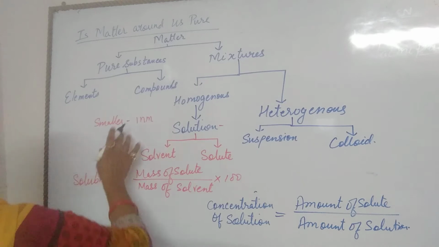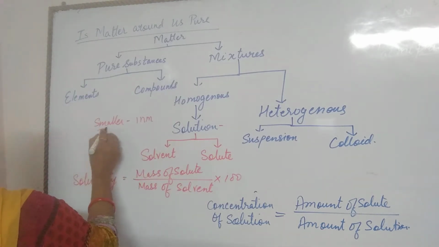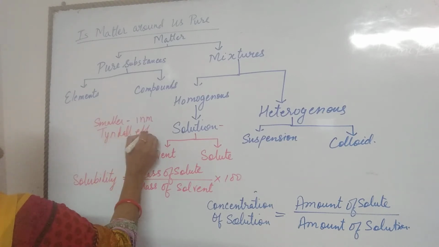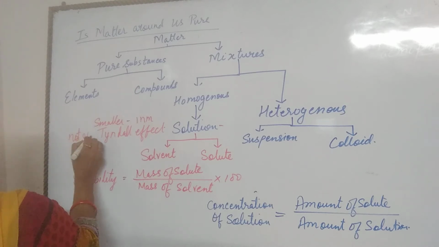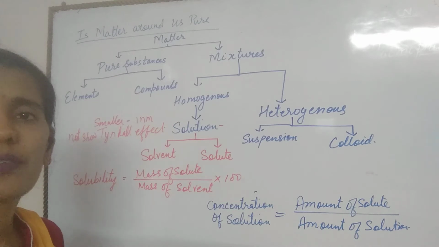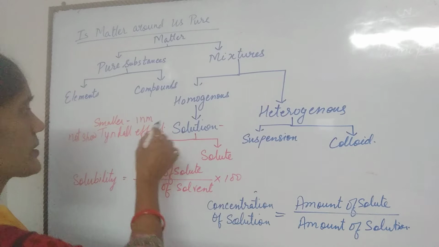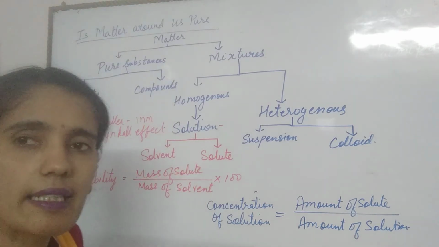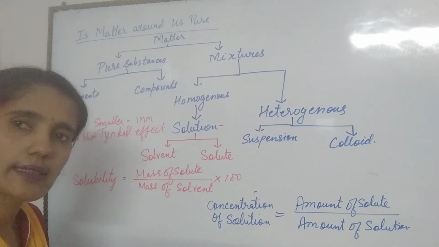Next is, it does not show the Tyndall effect. That is, it does not scatter light. Now, why does it not scatter light? Because the particles are so small that light passes through them. So light does not get scattered.